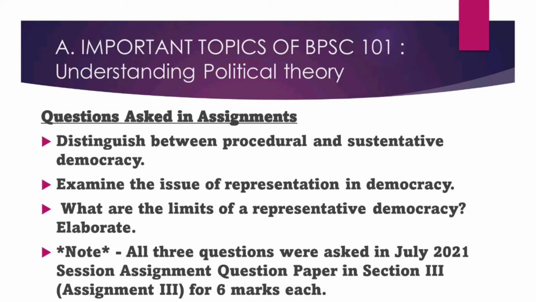Questions asked in assignments are: the first one is distinguish between procedural and substantive democracy. The second one is examine the issue of representation in democracy. And the third question is what are the limits of representative democracy? Elaborate. All these 3 questions were asked in the July 2021 session assignment question paper in section 3, or you can say assignment 3, for 6 marks each, to be written in 100 words. So from this portion, overall 3 questions have been asked in assignment question papers.